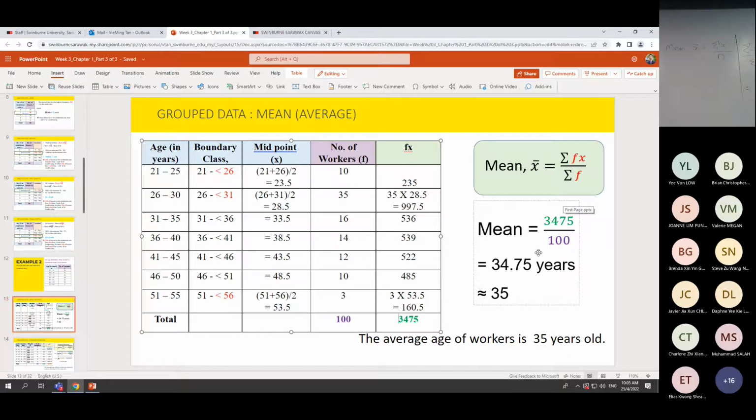Okay, so what is the meaning of the mean value, let's say equal to 35? What is the meaning? So that means on average, the workers at the Chandra factory have the age of 35 years old. This is the average age of Chandra factory, which is equal to 35 years old. So quite young. Still can consider quite young.